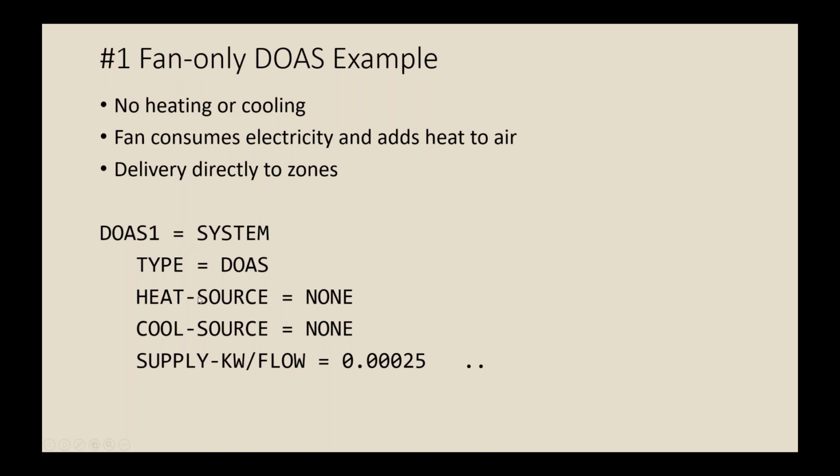The type is DOAS. Heat source is none, cool source is none, and then there's some fan power defined. There are different ways you can define the fan power, but I'm doing it in a simplistic way here. And then the systems that receive the air have 2 keywords defined that I showed earlier. One specifies DOAS1 as the system that's providing the air, and another keyword tells it that air is going directly to the zones.